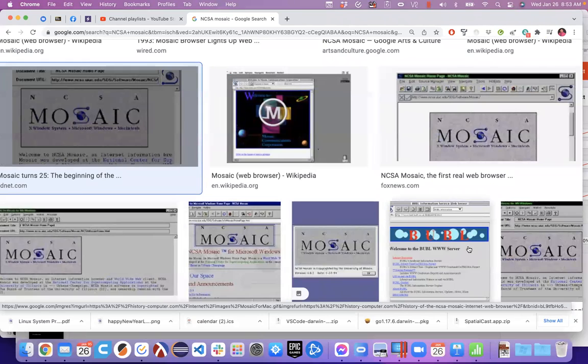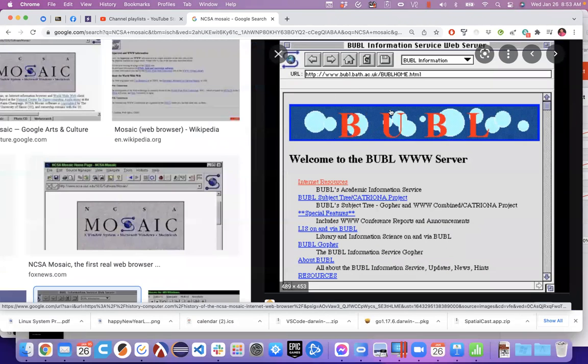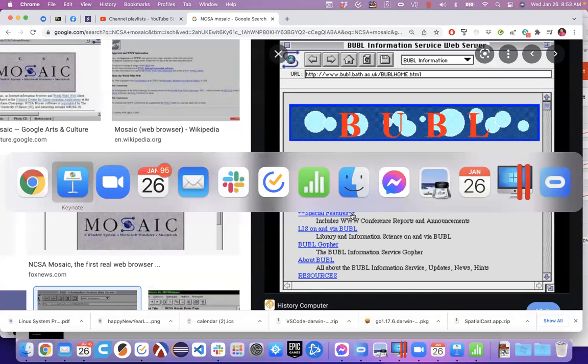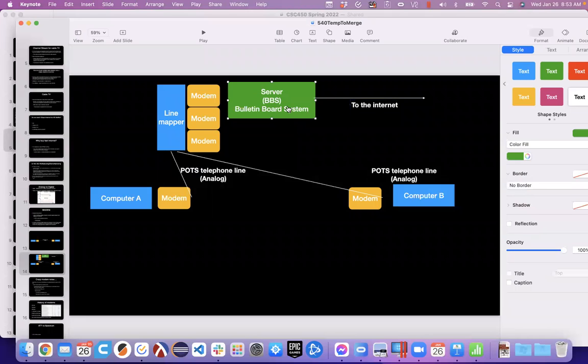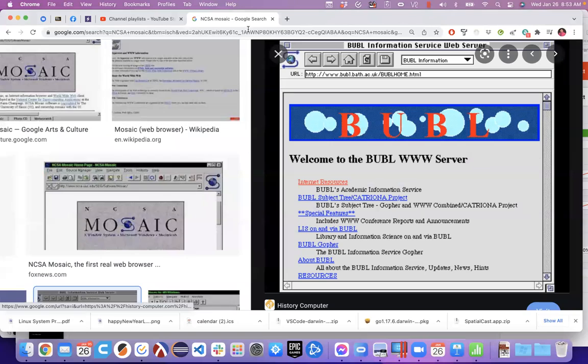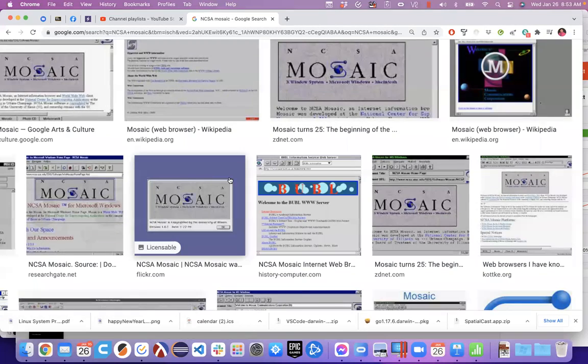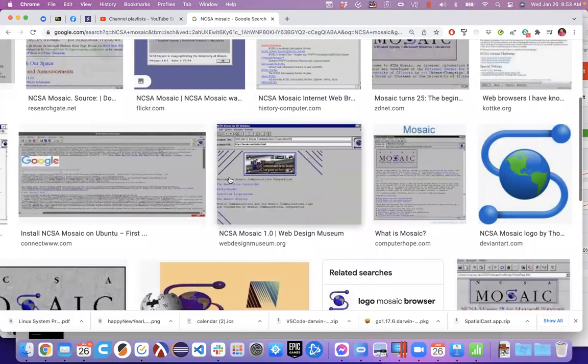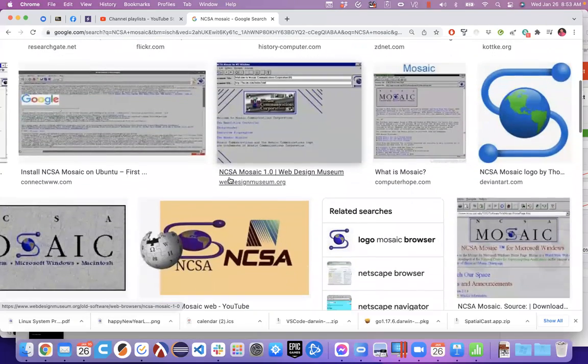Notice here, this is some of the early websites. This is a website in the UK, I guess, but the website itself would have all of its resources. Almost like every single website was a bulletin board system, like we're talking about here. So they were all connected to each other. Just some interesting stuff that's happened right here in the Midwest.